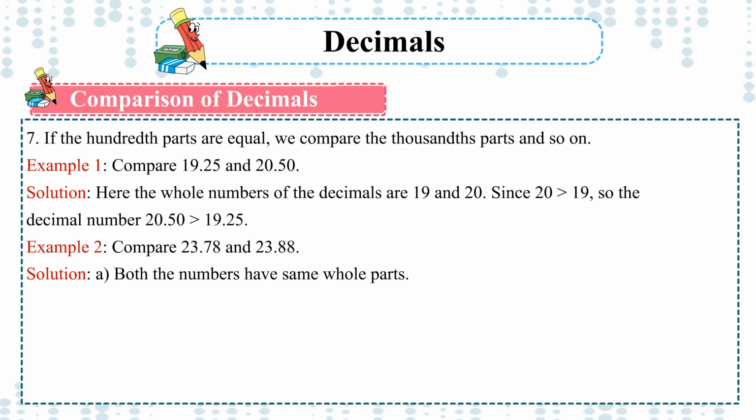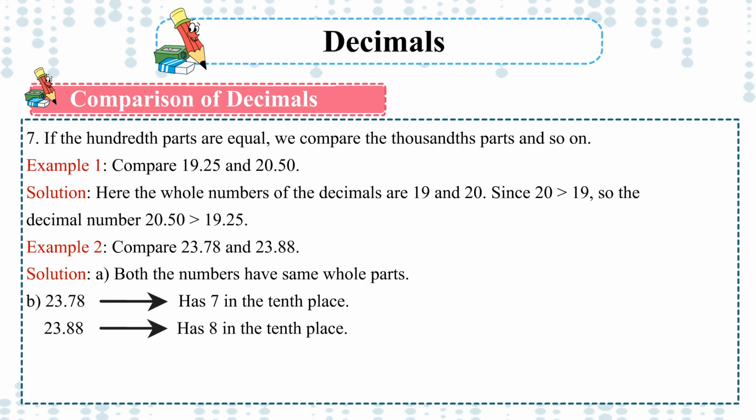Solution. A. Both the numbers have the same whole parts. B. 23.78 has 7 in the tenth place. 23.88 has 8 in the tenth place. Since 8 is greater than 7, so 23.88 is greater than 23.78.